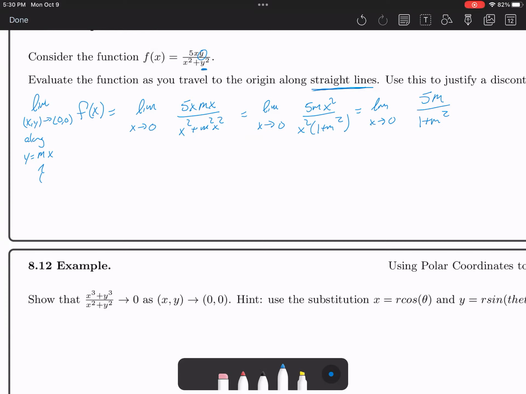Depending on the m value, so depending on which straight line I travel towards the origin along, I'm going to get a different limit, right? If I travel along the line y is equal to x, so the m is equal to 1, this limit is going to return a 5 over 2, or 2.5. But if I travel along the line y is equal to, I don't know, let's say 2x, then this limit is going to return a 10 over 1 plus 4, or a 2. Right, so depending on how I travel towards the origin, this function is going to give me different limits.